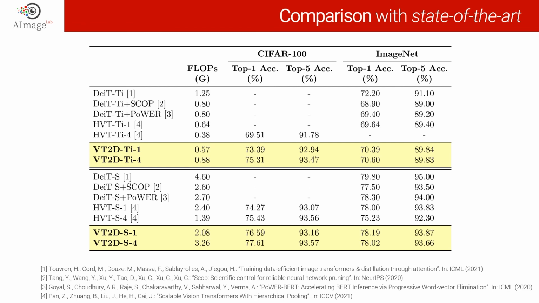As a final analysis, we report the comparison of our best variants and other state-of-the-art models, based on the Vision Transformer architecture, that apply different strategies to achieve efficiency. In particular, we consider the knowledge distillation approach proposed in DeiT, 2 variants of DeiT that additionally perform pruning, SCOP and POWER, and the one-dimensional pooling approach proposed in the HVT model. From the table, it can be observed that our proposed bidimensional pooling is comparable to the considered state-of-the-art approaches, both in terms of flop saving and accuracy.